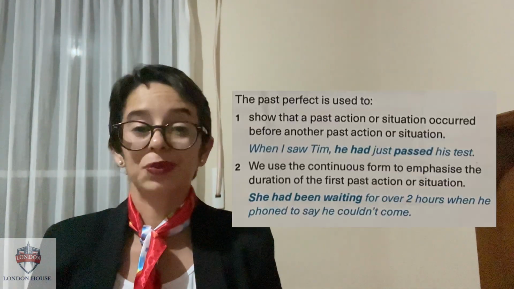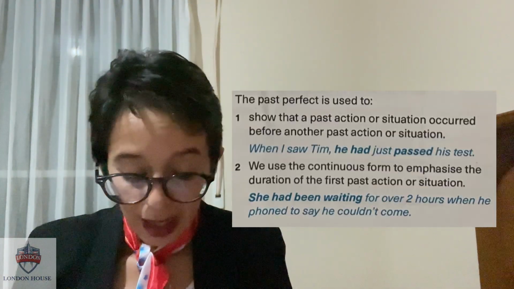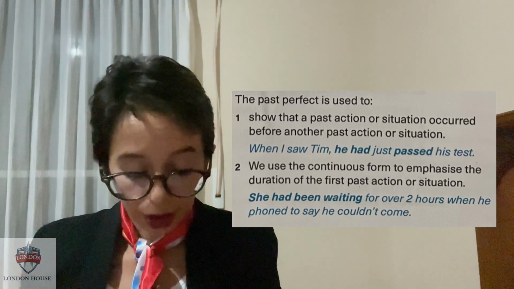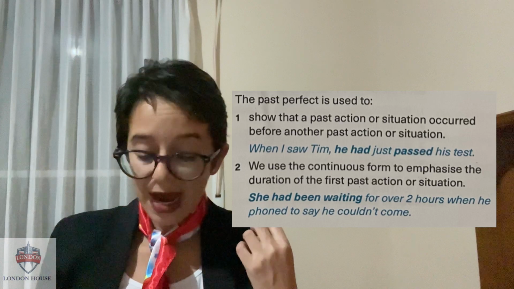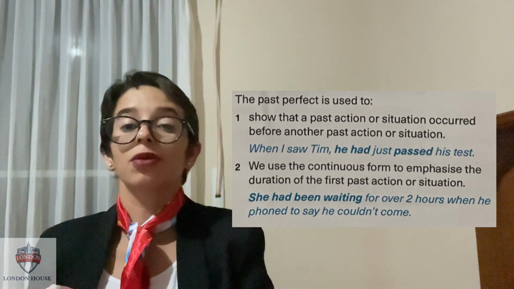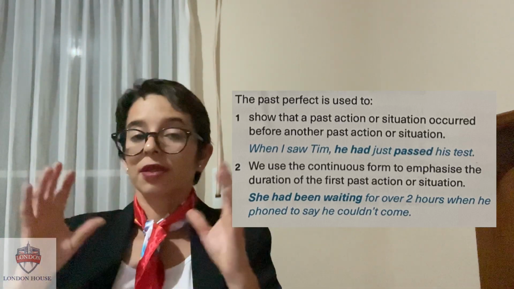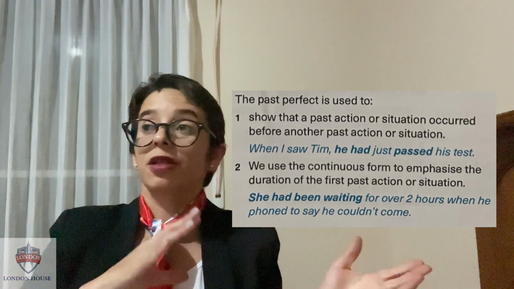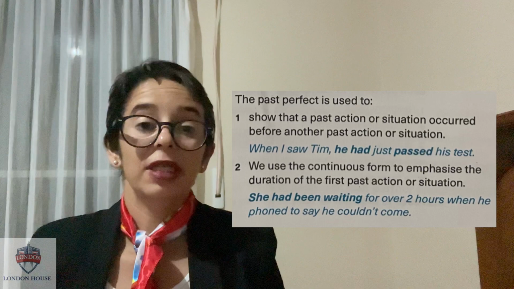Now let's go for the uses of these two verb tenses. And the uses of past perfect and past perfect continuous are the following ones. Let's read with me. The first one, show that a past action or situation occurred before another past action or situation. That is, let's think about two actions, right? That they happened in the past.